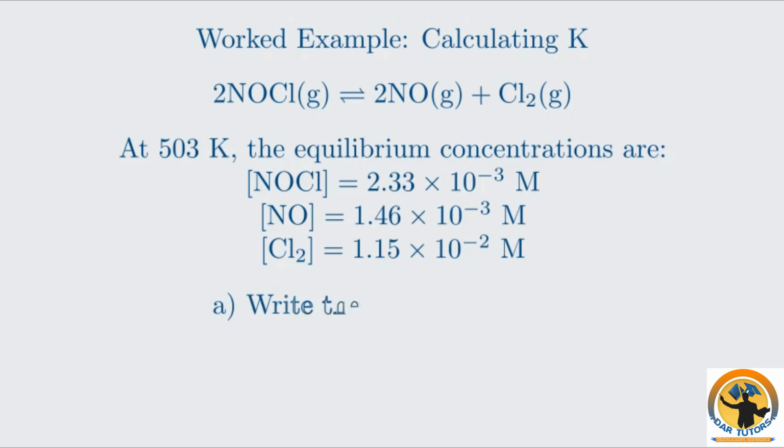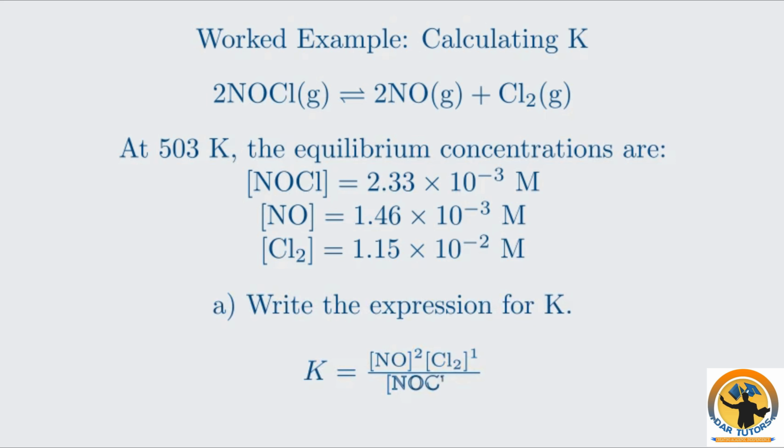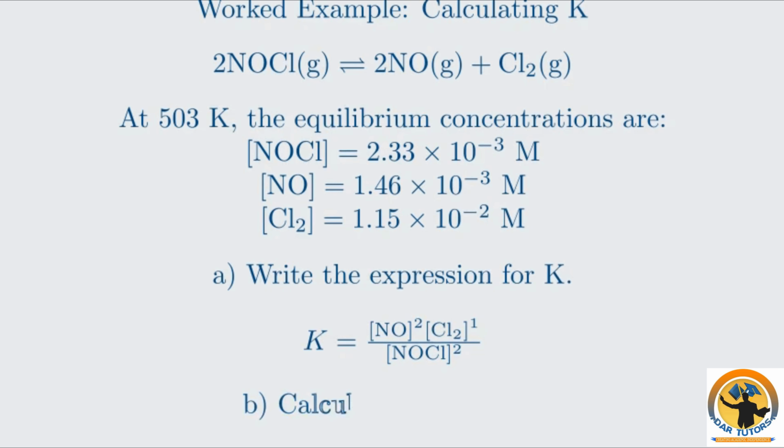The equilibrium expression is products over reactants. So, K equals the concentration of NO, squared due to the coefficient 2, times the concentration of Cl2 to the power of 1, divided by the concentration of NOCl squared. Part B asks us to calculate the value of K at 503 Kelvin. We simply substitute the given equilibrium concentrations into our expression.